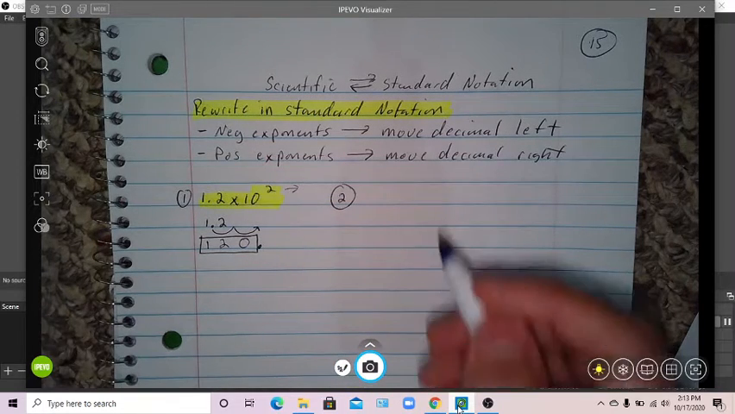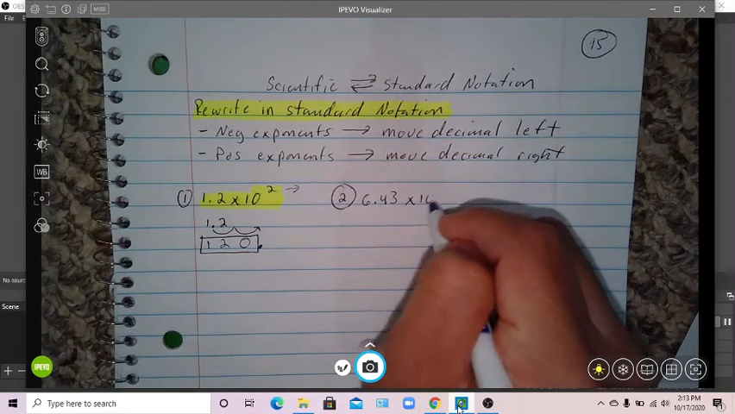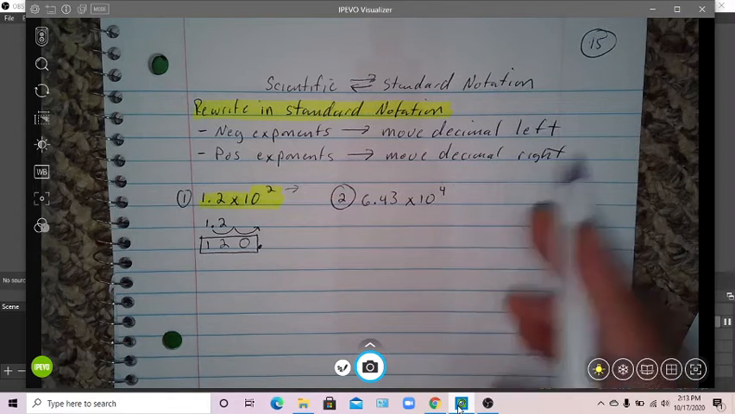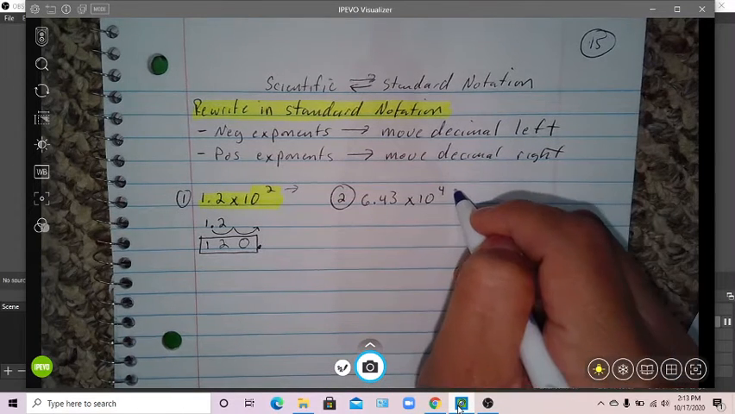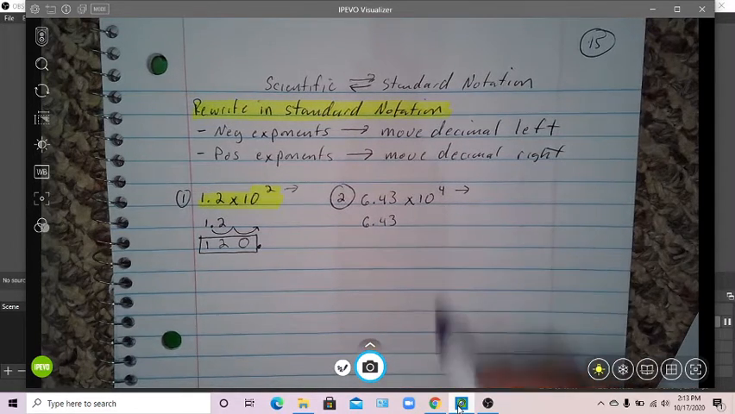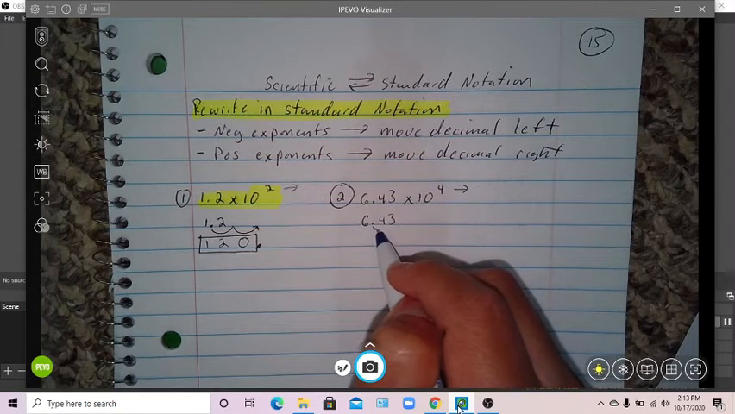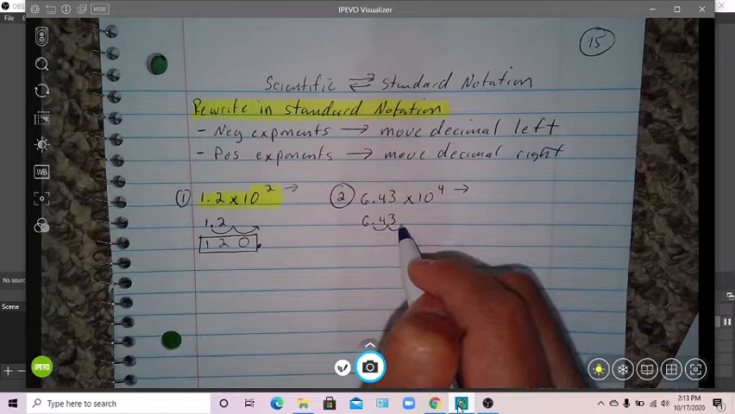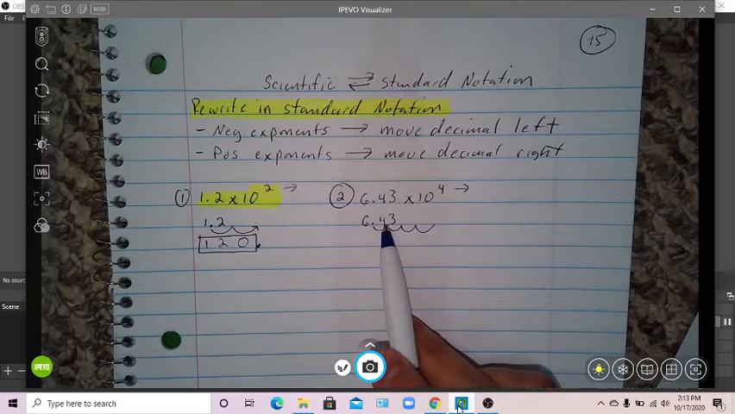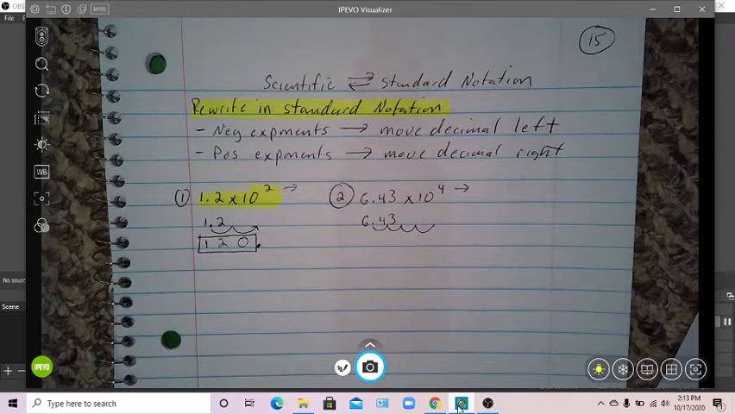For the number 2, let's go ahead and do 6.43 times 10 to the 4th power. Alright, so it's a positive exponent. So positive exponents, you're going to move it to the right. So 6.43. Let's take a look at that decimal. We're going to move it to the right 4 times. So 1, 2, 3, 4. So the first time was past the 4, the second time was past the 3, and then the last 2 times we're going to have to put in zeros.